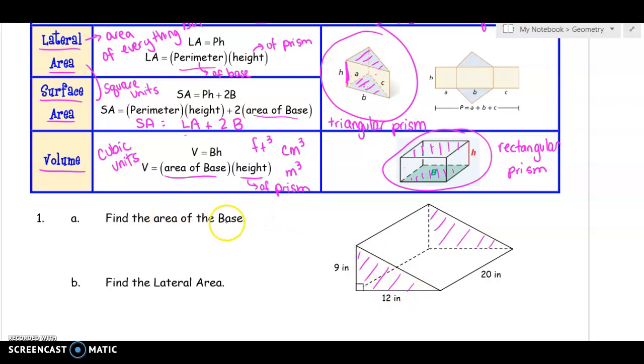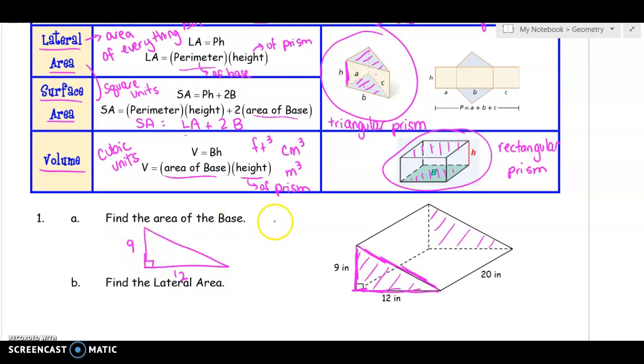When it says to find the area of the base, what I would recommend doing is taking one of the bases and drawing it off to the side. Essentially we're finding the area of this triangle, which we already learned how to do in our previous unit, or previous section.